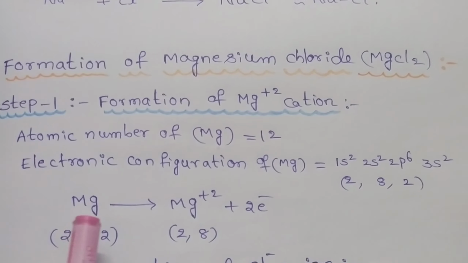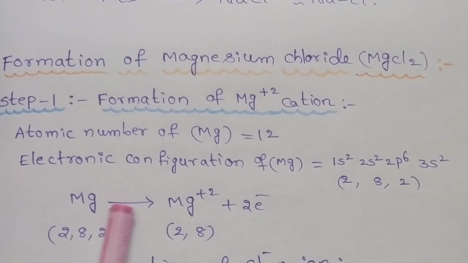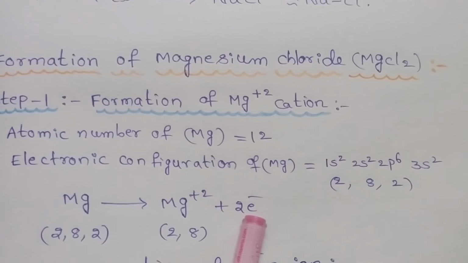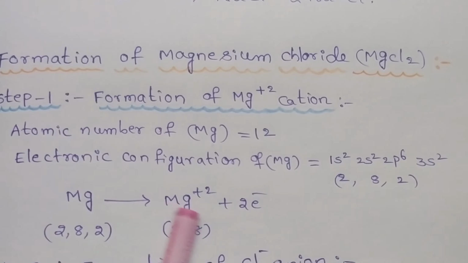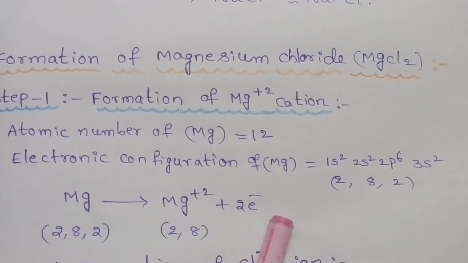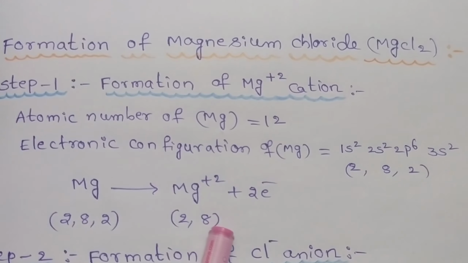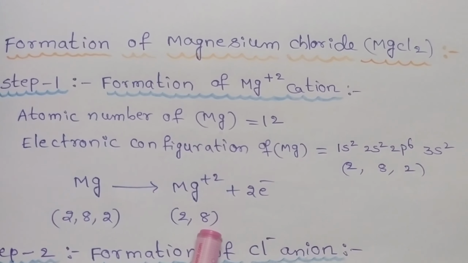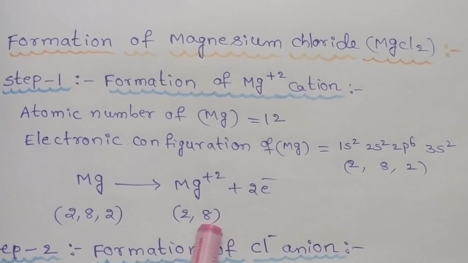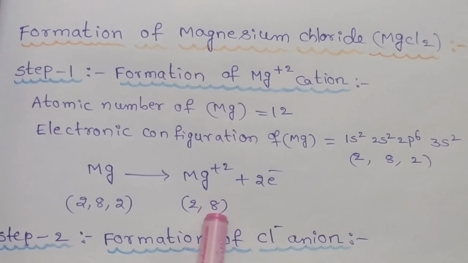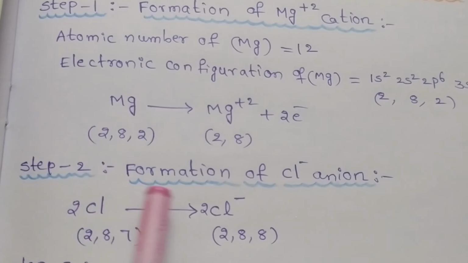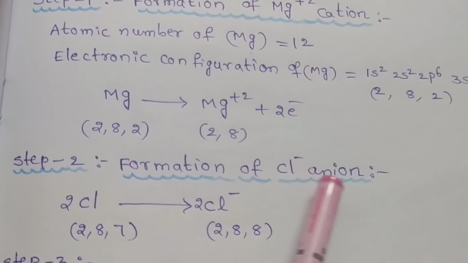So we can write that magnesium loses 2 electrons. That means Mg gives rise to Mg2+ plus 2 electrons. In this reaction, we get the magnesium cation, which has 2, 8 configuration, with 8 electrons in its outermost orbit. Step 2. Formation of chloride anion.